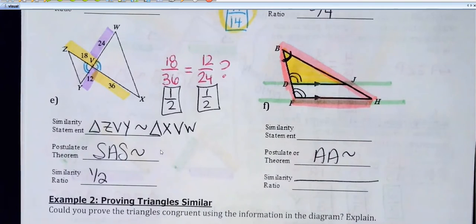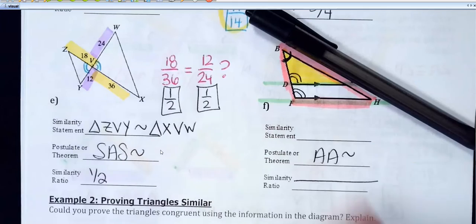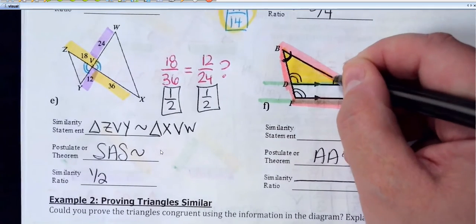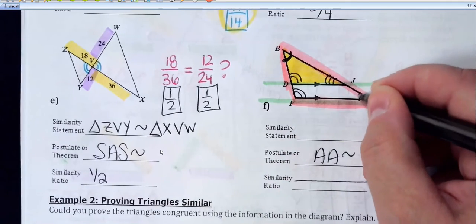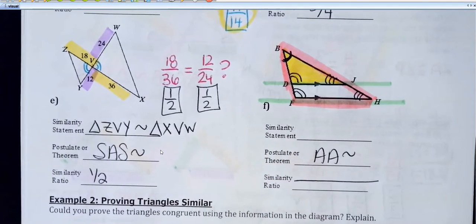What I also wanted to show you: if I use this side of the figure from B to H as a transversal, angle BJD and angle H, I'm going to put 3 marks on that, would also be a set of corresponding angles. So you could use either set. You just need 2. You don't have to have all 3.